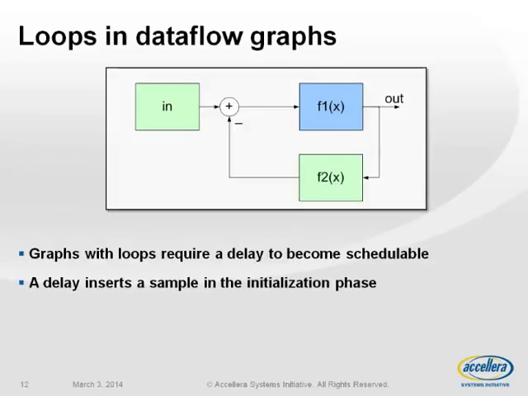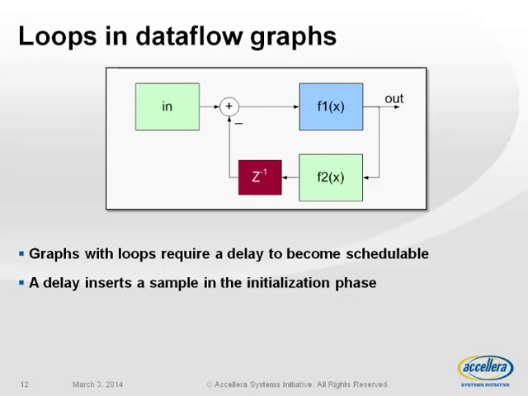There's one issue with loops. If you look at such a data flow graph, you see this graph cannot be scheduled with this firing rule, because for this adder module there will never be a sample so that it can start to schedule. In the data flow domain, you have to introduce delays in such loops.